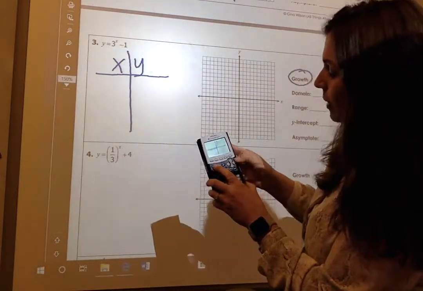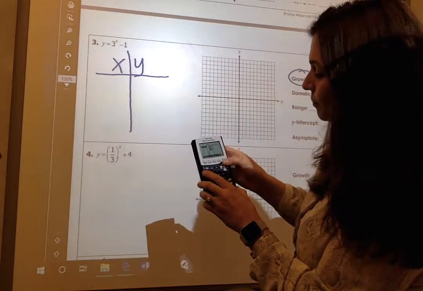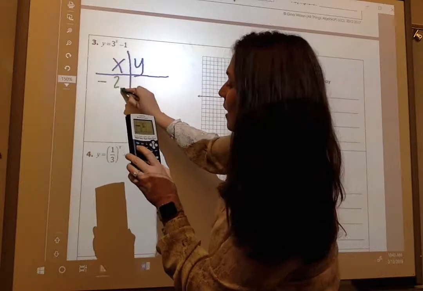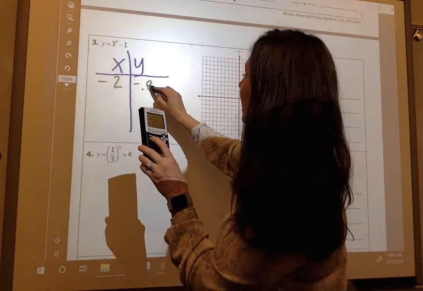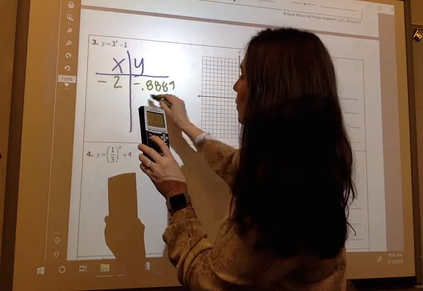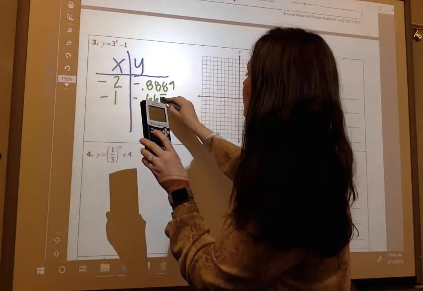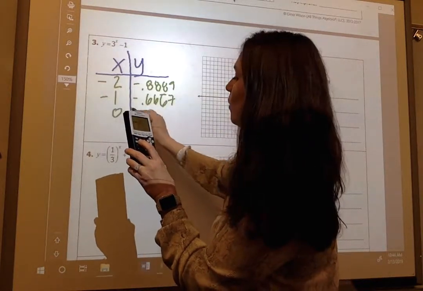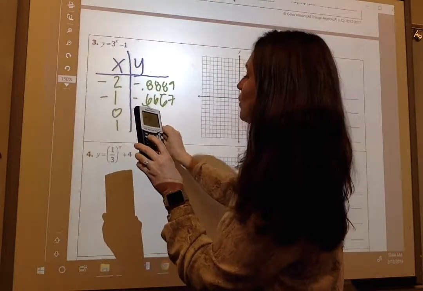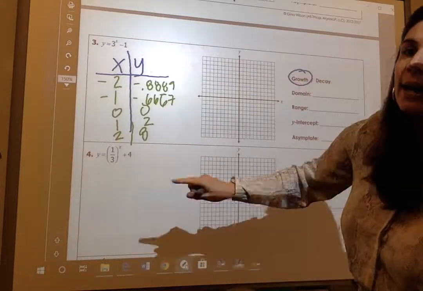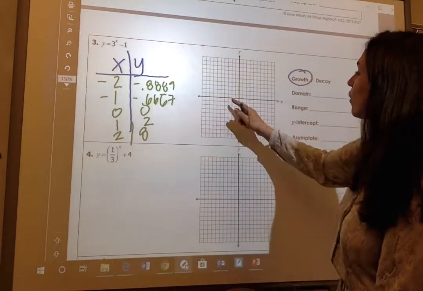So then I'm going to go read my table of values, and I'm going to scroll to where I can find when x is -2, y is -0.8889. When x is -1, it's -0.6667. When x is 0, y is 0. When x is 1, y is 2. When x is 2, y is 8. So I grabbed a quick snapshot of that table, and now I can graph it.